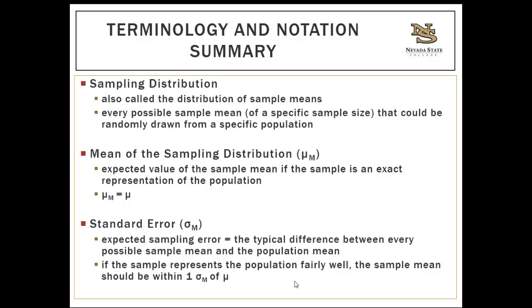And for now, you can think about, remember, extreme scores had a z-score with an absolute value of 2 or more. Well, the same thing here. Extreme sample means would have an absolute value of the z-score of 2 or more.